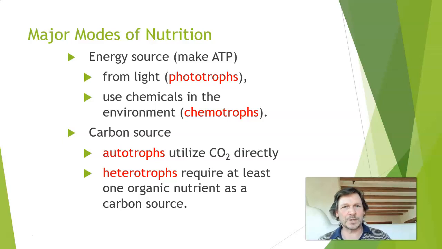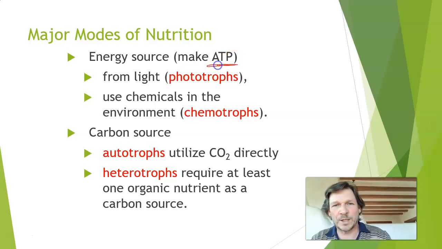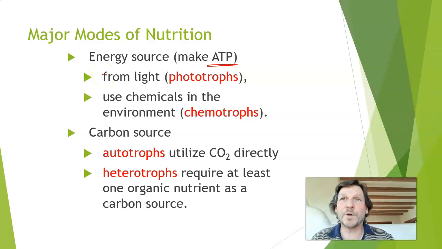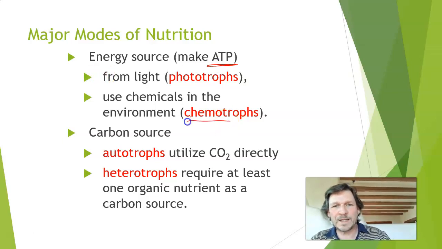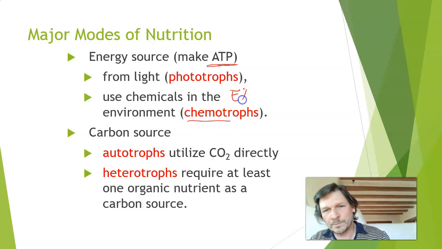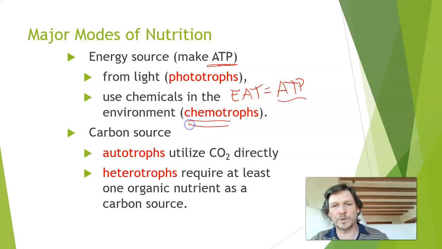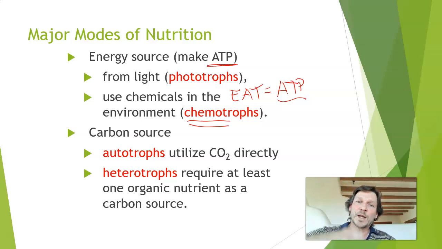So first step is energy source. How do you make your ATP? And if you make it from sunlight, that would be a phototroph. If you have to eat something to make your ATP, that's energy. It's a chemotroph. You're using chemical energy. You're breaking something down. You're taking in sugar and degrading it to make ATP.